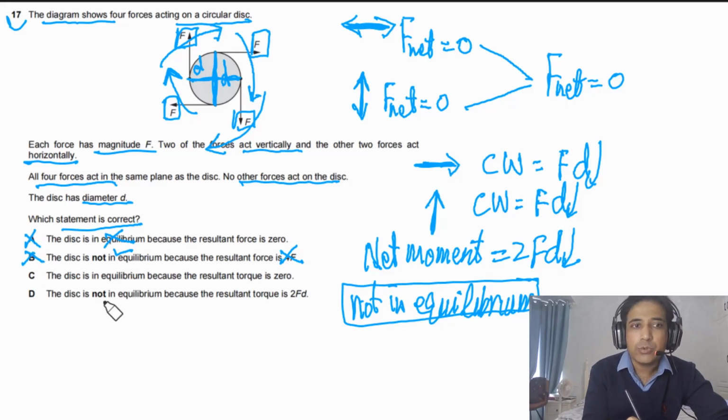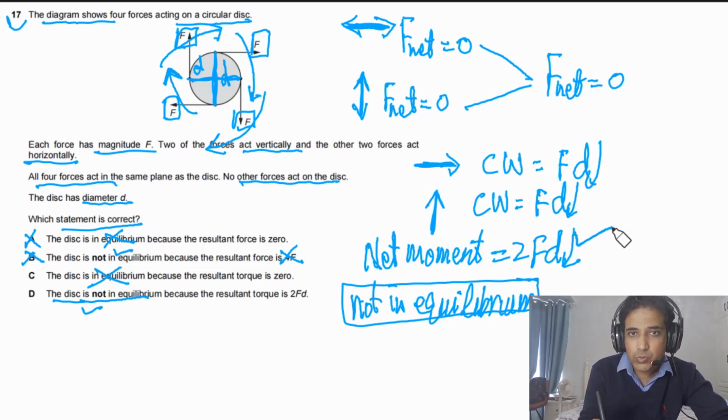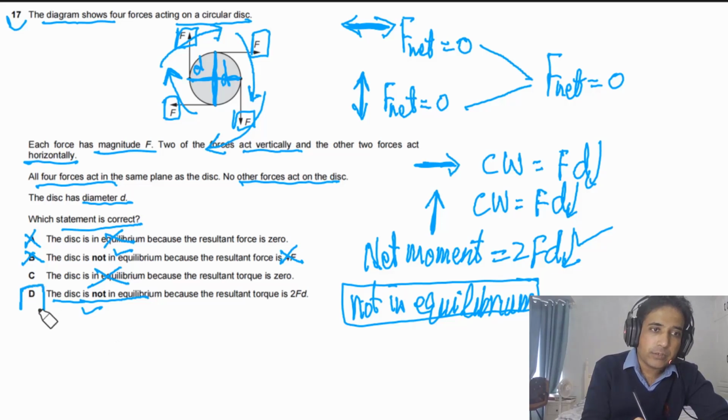This option is also incorrect. The disk is in equilibrium, incorrect. The disk is not in equilibrium. This part is correct because the resultant torque is 2Ft. So the answer for this question should be D, and this one is also incorrect.